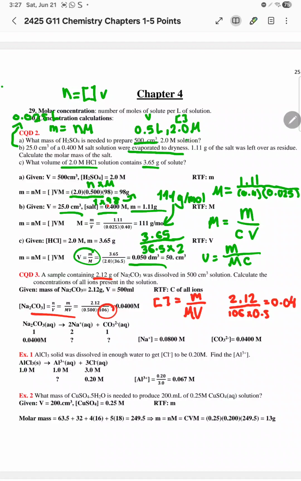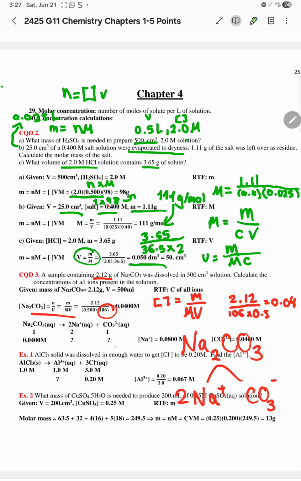Now you're gonna say, okay, what's after that? Okay, what you do is, I'm gonna write somewhere down here. I'll delete it later. Na2CO3 is made out of two ions. It's made out of two Na plus and one CO3 2 minus, right? Yeah.